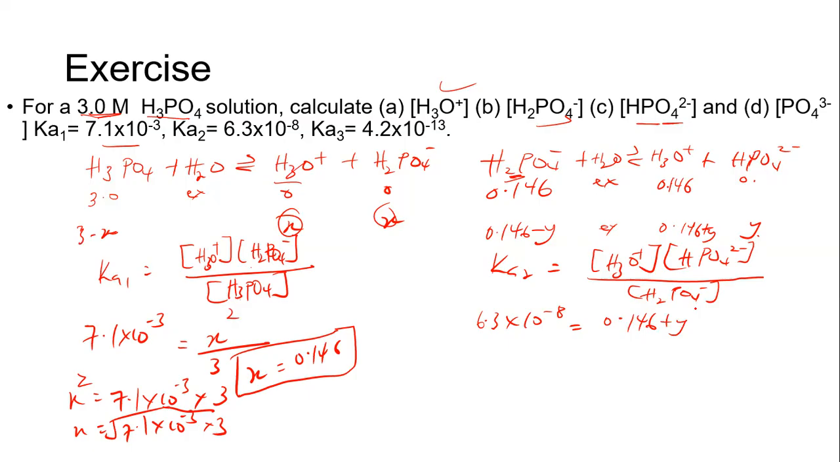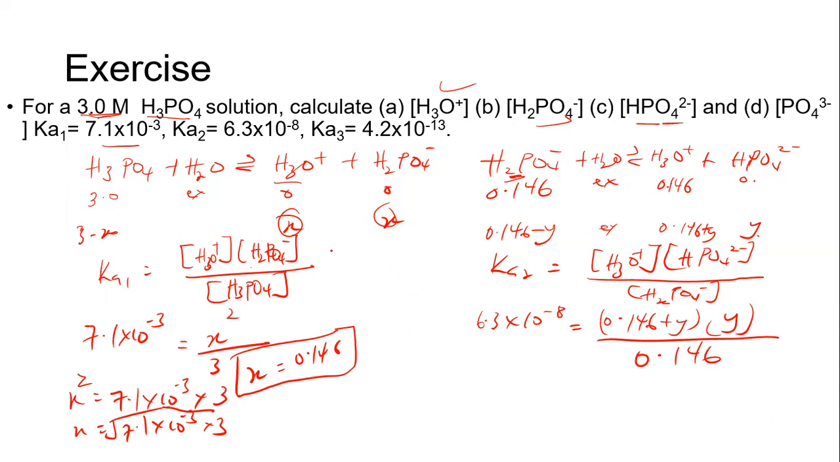0.146 plus Y. That's at equilibrium. Then the H3PO4 is just Y all over that of the acid initially. So that's 0.146. Now at this point, we make some assumption.